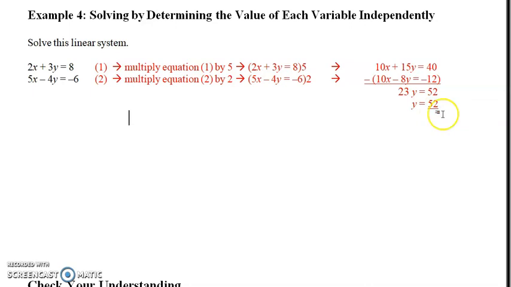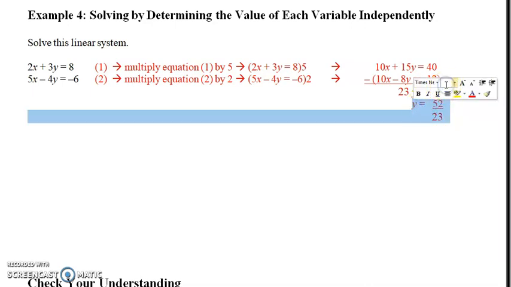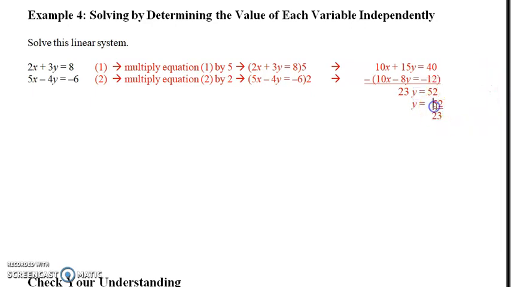over 23. Now 23 is obviously a prime number, okay? So 23 is a prime number, which is going to be 52 23rds. Okay? So that's what your y variable is. It's going to be 52 23rds. Okay?